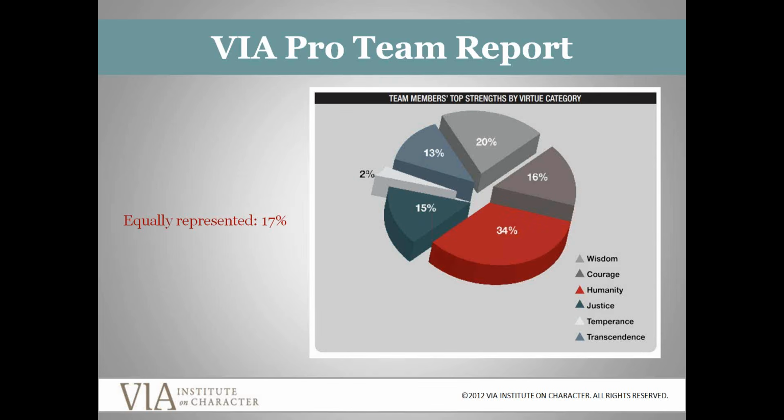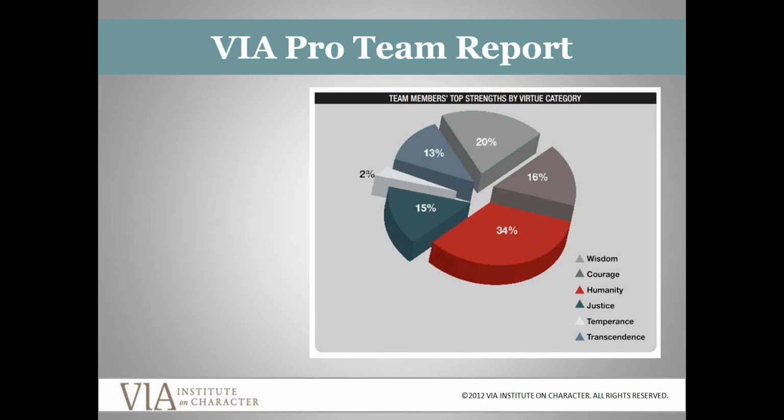Therefore, variations above and below 17% are where you try to detect meaningful variation. So here in red, we have 34% of the members' top strengths in the humanity category. That's twice as much as 17%. The next biggest slice is in the wisdom knowledge category, but it is not much above 17%. So we have a team that cares about others and a team that is otherwise well balanced, with one exception.